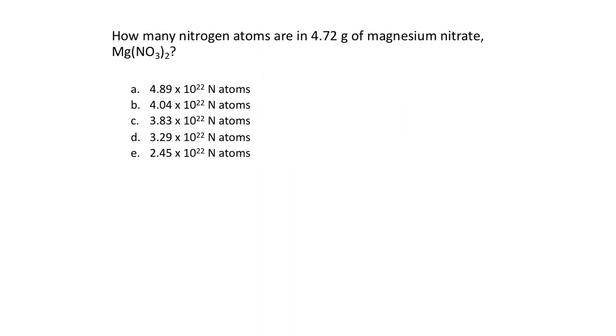Okay, let me throw this example to you guys here. I'm just taking Mg(NO3)2, so magnesium nitrate. How many nitrogen atoms would be present in a 4.72 gram sample of magnesium nitrate? Might take a couple minutes. I'll give you guys about 2 or 3 minutes to try to work through this one.